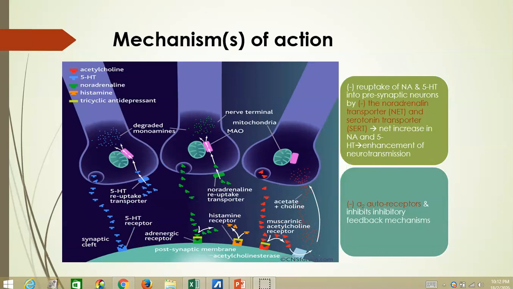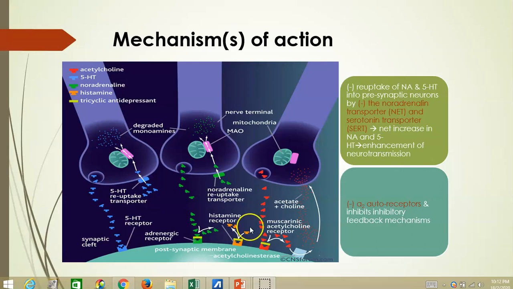So how this drug works is that it blocks the reuptake of noradrenaline and serotonin into presynaptic neurons. So again, blocking the reuptake will increase the amount of neurotransmitters available in the synaptic cleft so that it can bind to the serotonergic receptors and also the noradrenergic receptors. But apart from binding to the reuptake transporters, they also block all these other receptors, right? And this gives rise to adverse effects.